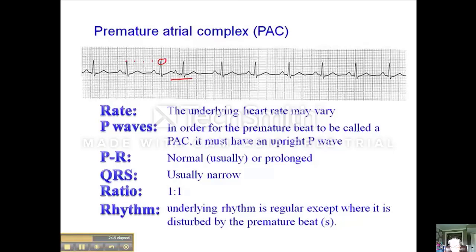Are we seeing, or do we want to give it a number? Do we see 10 to 12 PACs per minute or 6 to 8 PACs per minute? So that's essentially how we want to document that.